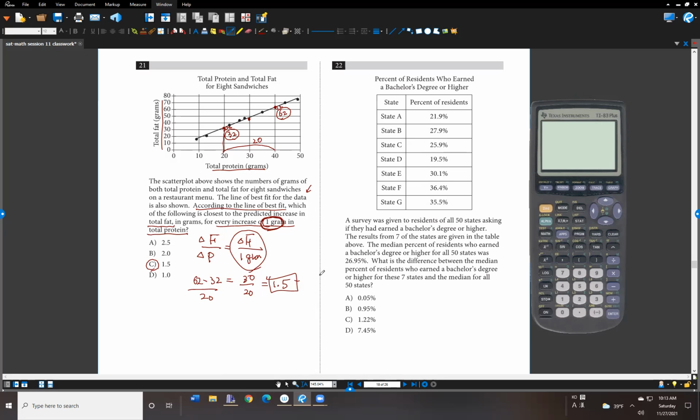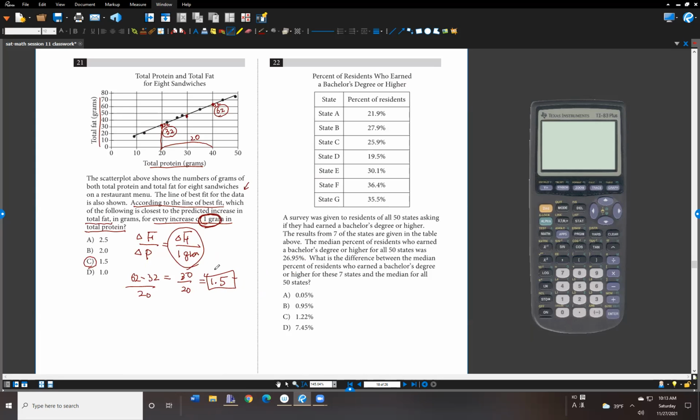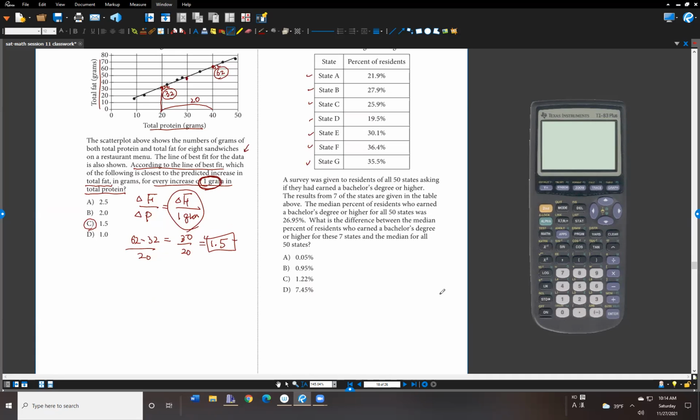All right, number 22 over here. Percent of residents who earned a bachelor's degree or higher. State A, we use 10. 1, 2, 3, 4, 5, 6, 7, not 10. The residents, 21% or around 22%, got their bachelor's degree or higher. Right, that is the survey. From 7 states, the sample is 7 states.